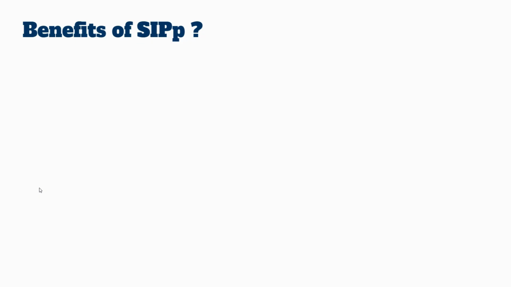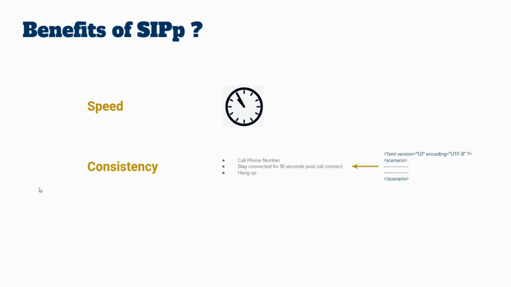Now the question is, why would you use this instead of just picking up a phone? I can think of a few reasons. The first one is speed. You can test dozens of numbers in the time it usually takes to manually test one. The second is consistency. SIPp does exactly what you tell it every single time, so you're not dealing with human error. This is driven by the XML scenario file that we talked about earlier. Whatever you define in that XML file will be executed by SIPp.